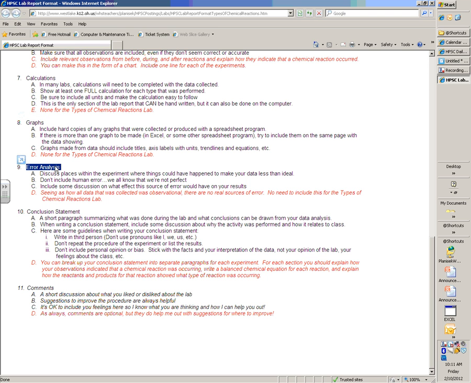Next. Error analysis. Generally, error analysis goes into problems with our measurements, but we didn't make any measurements in this lab. The only thing we did was observations. There's not really any error that you make when you're observing something. Measuring, yeah, okay, but really you were just observing things here, so you don't have to worry about error analysis for this part. Okay. Don't do it. All right, next.